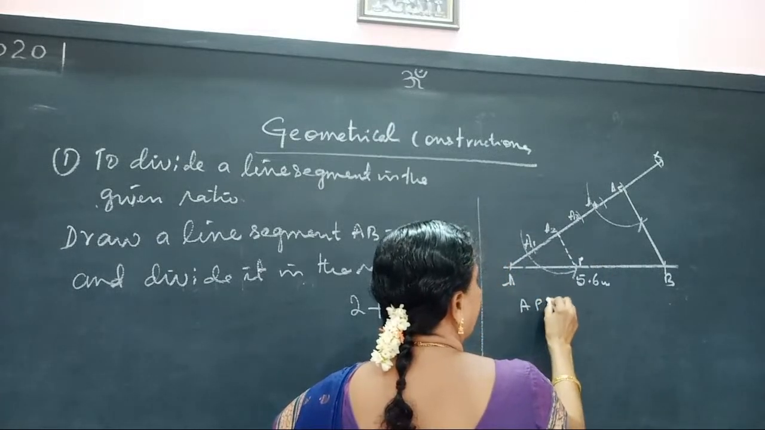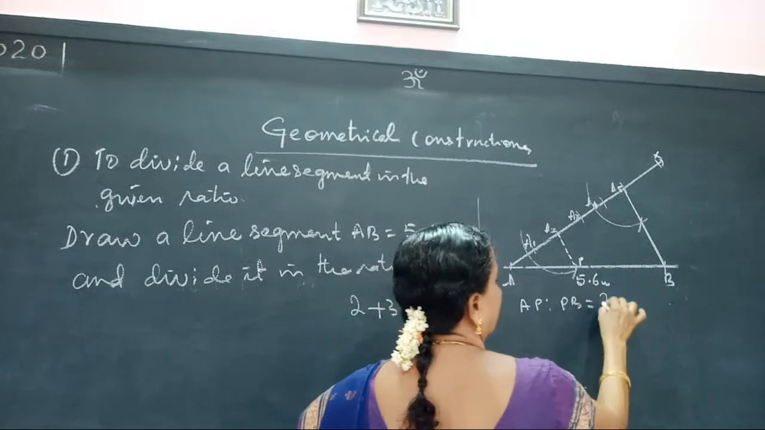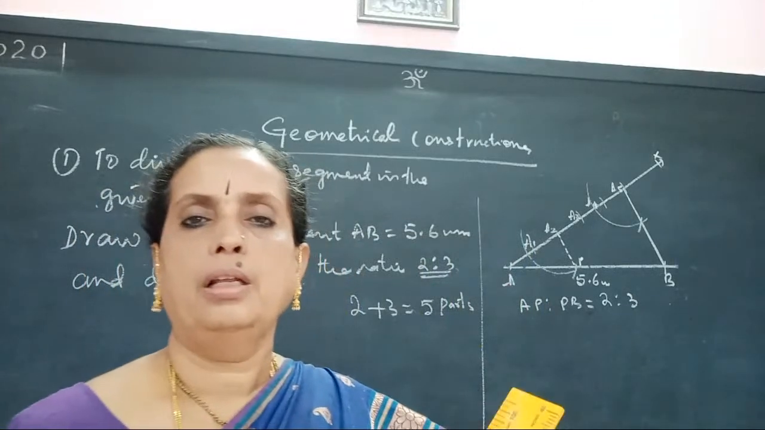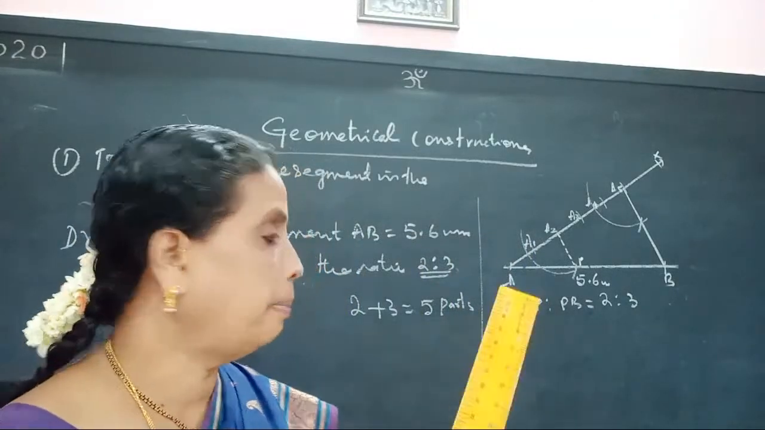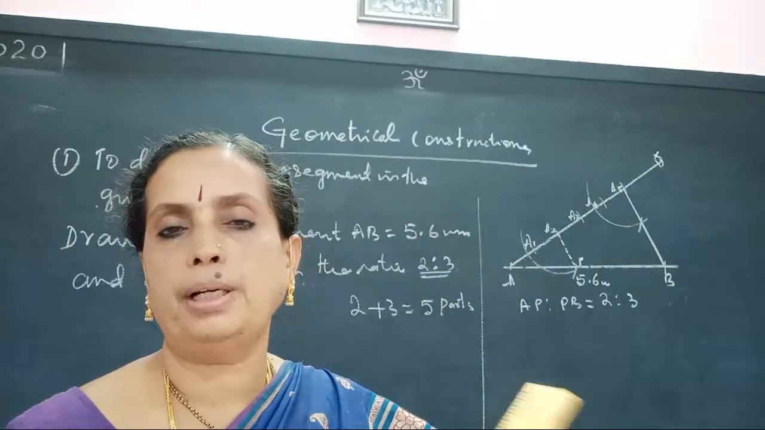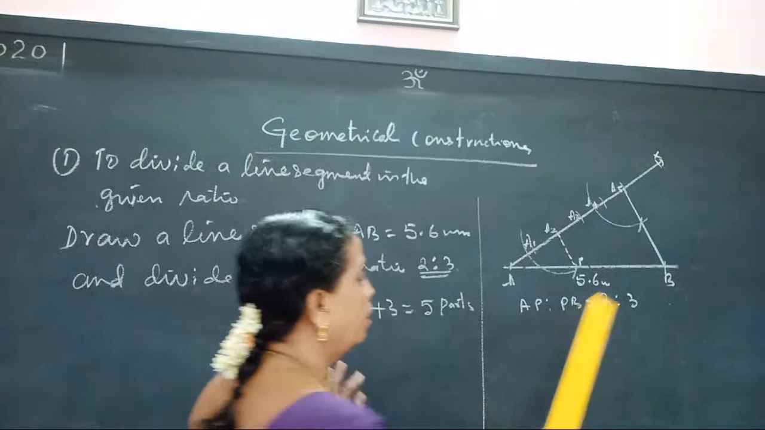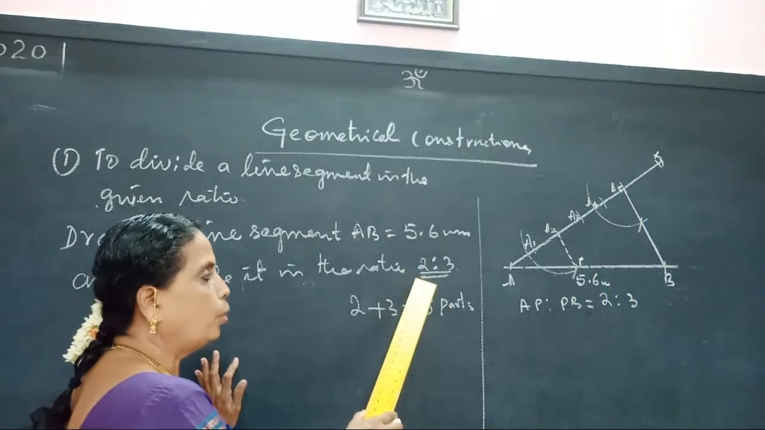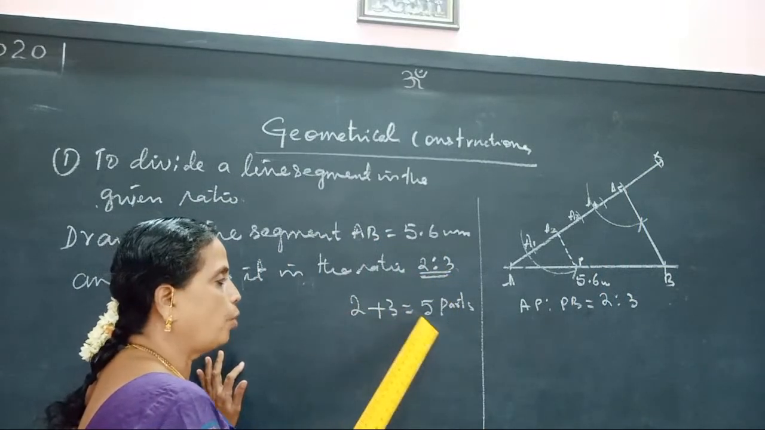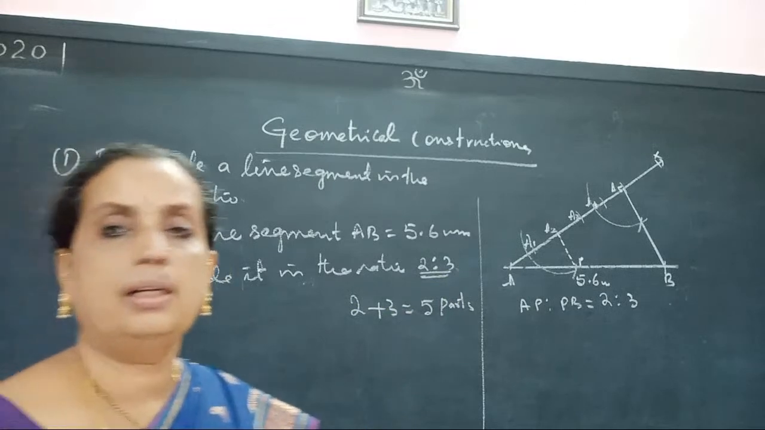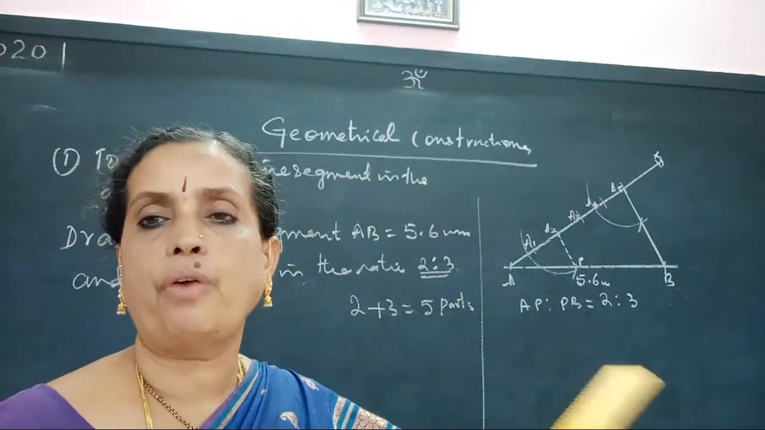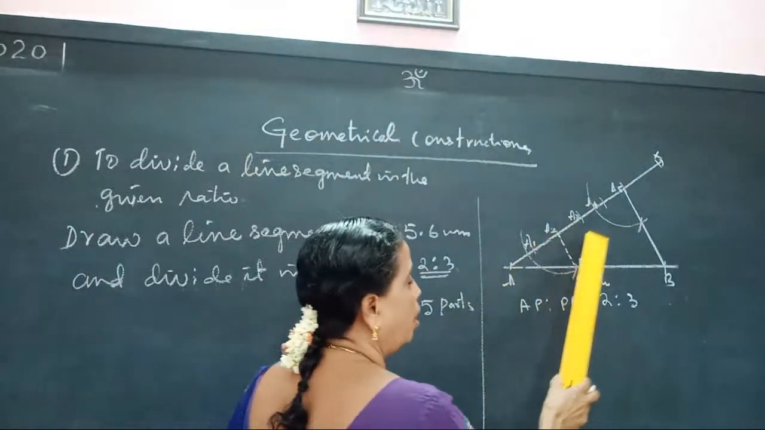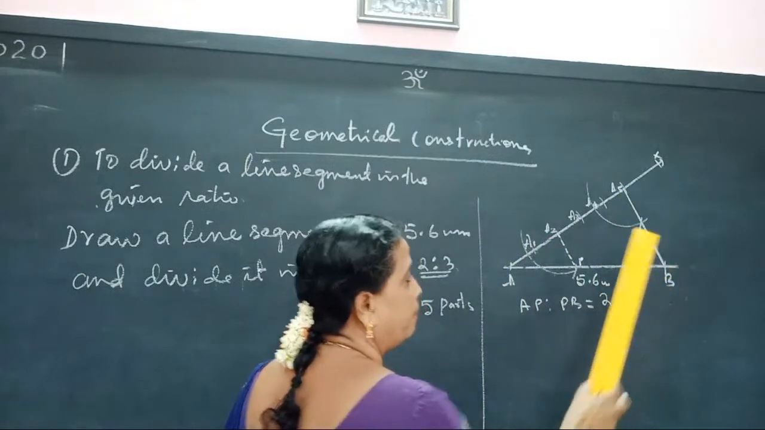Now, AP is to PB equals 2:3. I will explain once again. Draw a line segment AB equals 5.6 centimeter. Make any acute angle BAX. Since the ratio is 2:3, sum of the ratio is 5. So divide the ray AX into 5 equal parts. After cutting off 5 equal parts, join A5 to B.